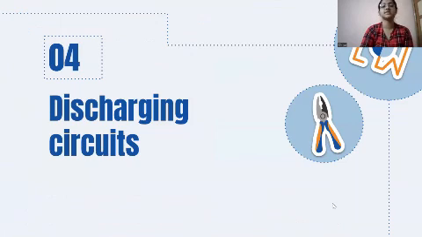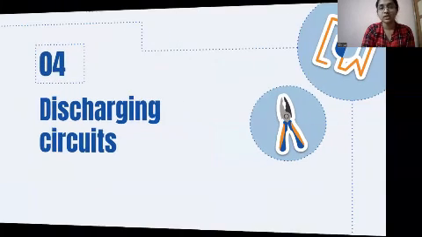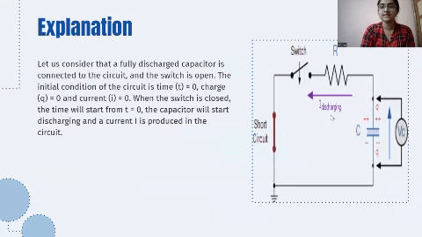Now coming to discharging circuits. For this, let us consider a circuit with a capacitor charged initially with Q naught and V naught across the capacitor, which when time equal to 0, the switch is closed and a discharging current is released across the circuit.